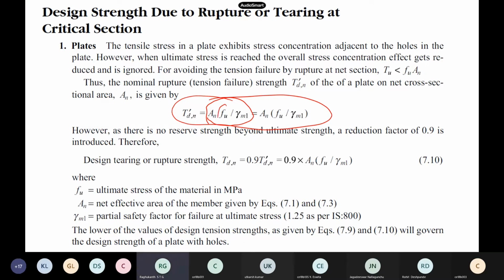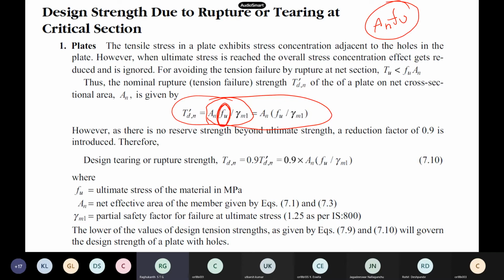Now what is it that we have used here? See this now. For gross yielding we have taken Fy because of the serviceability issue. But when there is a plate with a hole, you will not see excessive elongation or anything like that, but the stresses will get redistributed among themselves, and suddenly you will see cracks. It fails by rupture itself, or tearing at the critical section. So for this we take An into Fu. This is the most important thing all of you should understand.